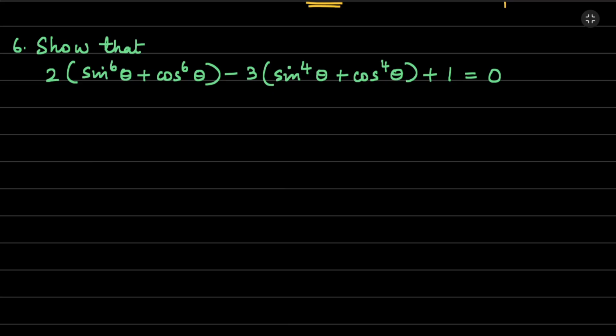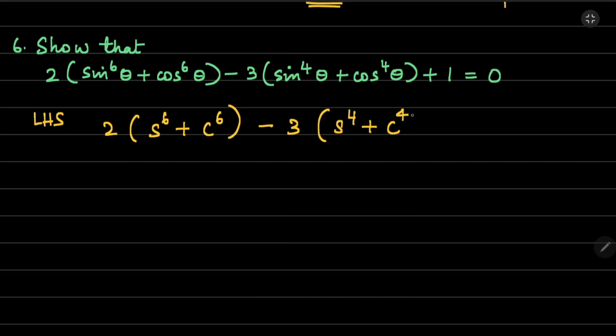You have to show that 2 multiplied by sin to the power 6 theta plus cos to the power 6 theta, minus 3 times sin to the power 4 plus cos to the power 4, plus 1 equals 0. You have to prove it equal to 0. So let me take the LHS and write it in abbreviated form. 2 into sin to the power 6 theta plus cos to the power 6 theta minus 3 into sin to the power 4 theta plus cos to the power 4 theta plus 1.